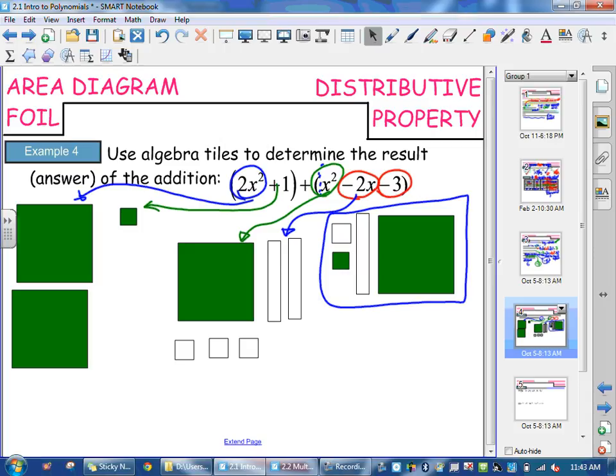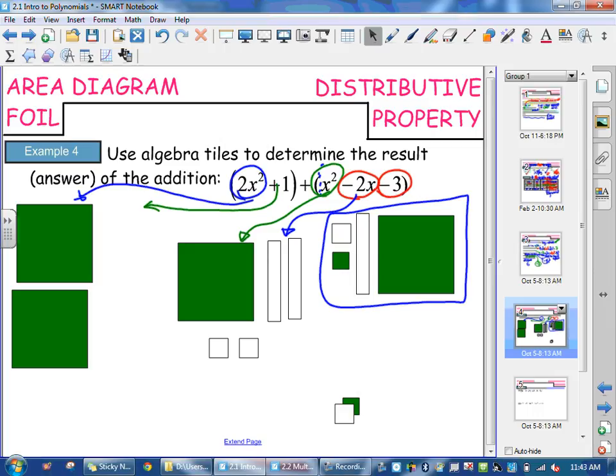Now, when we add them together, we do what's called 0 pairs. You make 0 pairs. 0 pairs means it takes 1 from each color and they cancel. Do I have any size that has the opposite colors? The small ones, right? So I can take this guy out and this guy out. They make 0. They're gone. I can take them out.